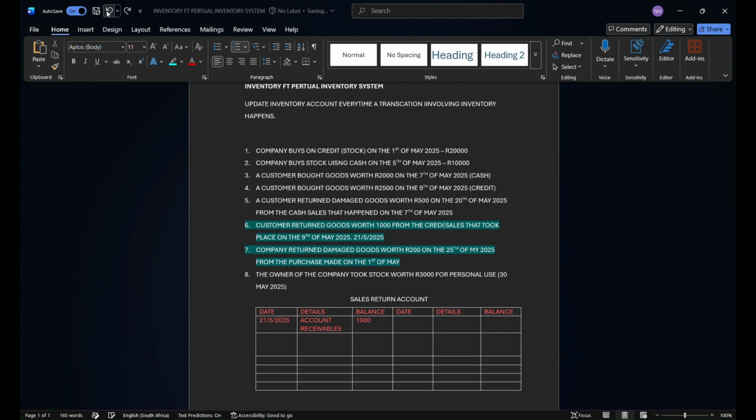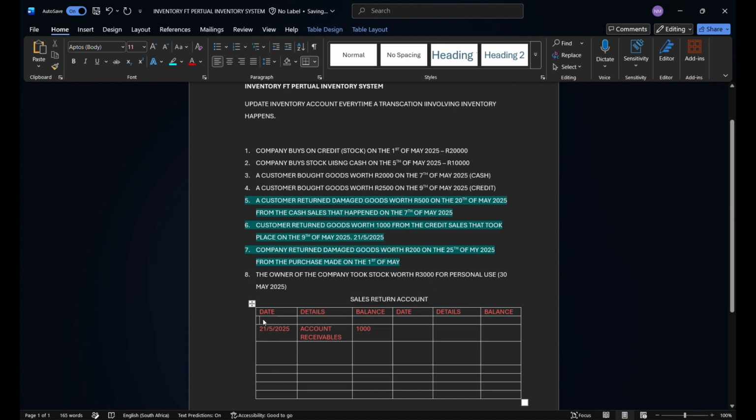Transaction number 7 is not supposed to be here, but transaction number 5 is supposed to be here. Yes, transaction number 5, where a customer returns damaged goods worth 500 on the 20th of May 2025 from the cash sales that happened on the 7th of May 2025. Okay, that's where my mistake was. So I'm going to say the 20th of May 2025, details, since they bought on cash, is going to be bank, and then balance is 500 Rand.